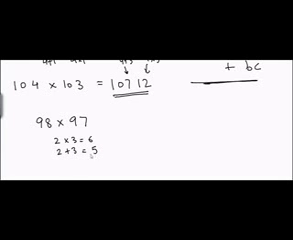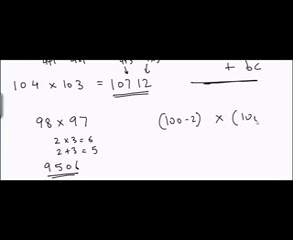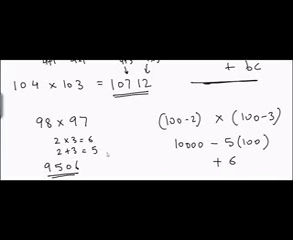Again, you can see that it's 100 minus 2 into 100 minus 3, and here we have 10,000 minus 5 into 100 plus 6, right? So I added the 6 and I subtracted the 5 instead of adding the 5 as it would have been if the numbers were more than 100. So this is how we go about multiplying the numbers. So now trick number 4.